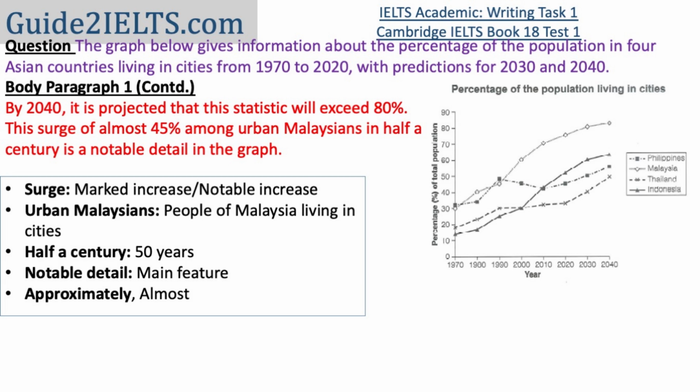This surge of almost 45% among urban Malaysians in half a century is a notable detail in the graph. Notice the use of the phrase half a century instead of 50 years and the usage of the word surge. Surge means a sudden increase or a notable increase in something. It is a synonym of increase but with a very specific meaning. Make sure you understand the exact meaning of words when you use them.